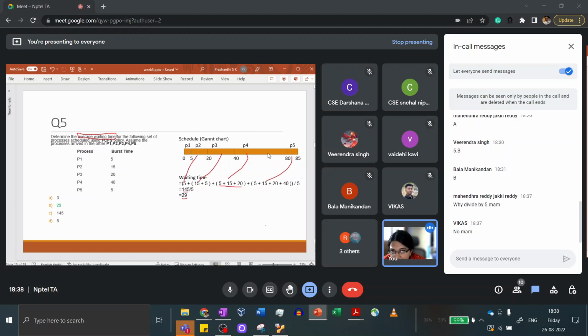So if you had 6 processes and you were asked the average waiting time, you would divide the total waiting time by 6. Whatever the number of processes is, you divide by that quantity. Is that clear?